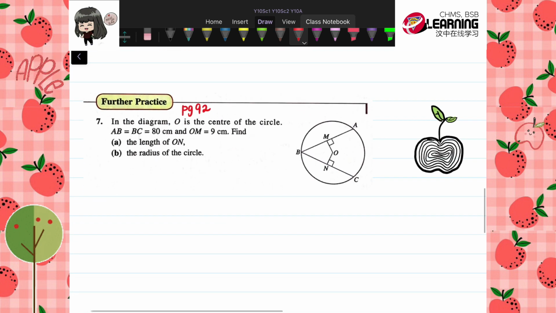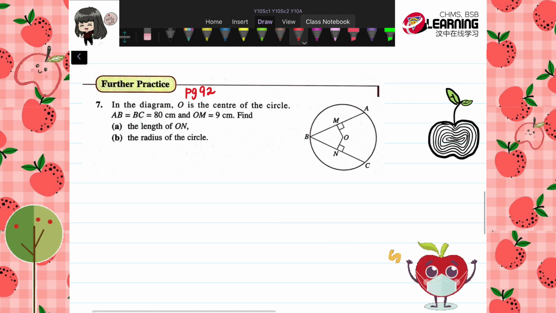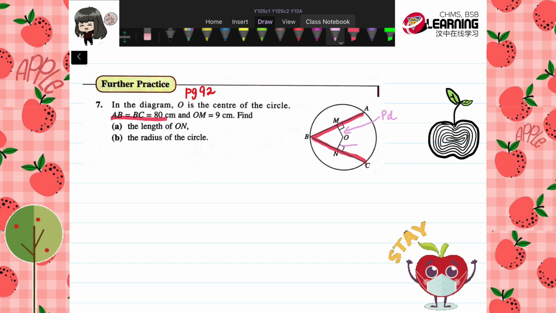And question 7 is also kind of easy. I will hint you a bit also. Number 7A, the length of ON. So what do you have here? You have AB equals BC equals 80. So meaning your chords AB and BC are the same. And this is a perpendicular distance. This is a perpendicular distance. This is also a perpendicular distance. So it's 80, so it divides into 2: 40 here, 40 here, 40 here, 40 here.